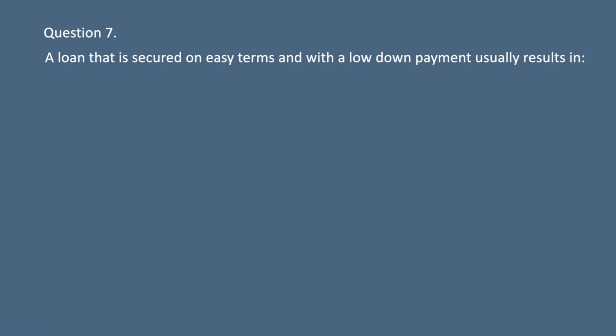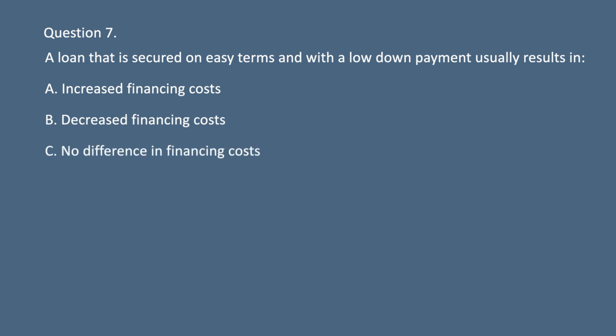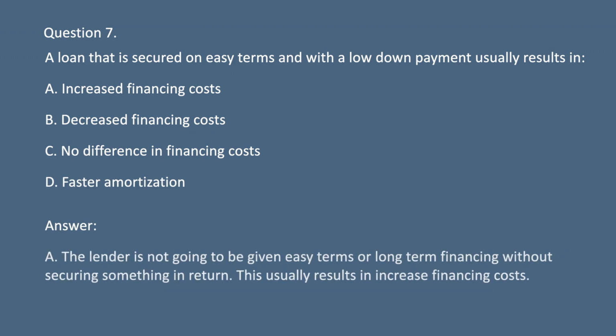Question 7. A loan that is secured on easy terms and with a low down payment usually results in A. Increased financing costs. B. Decreased financing costs. C. No difference in financing costs. D. Faster amortization. Answer. A. The lender is not going to be given easy terms or long-term financing without securing something in return. This usually results in increased financing costs.